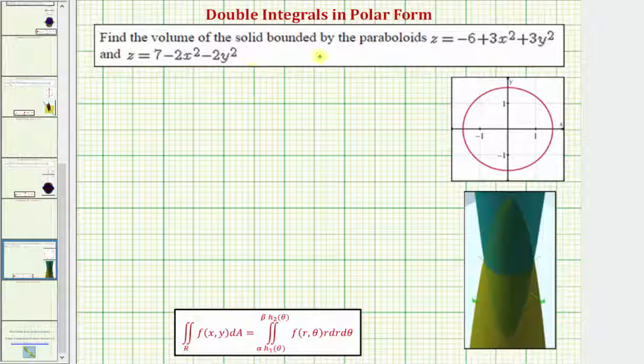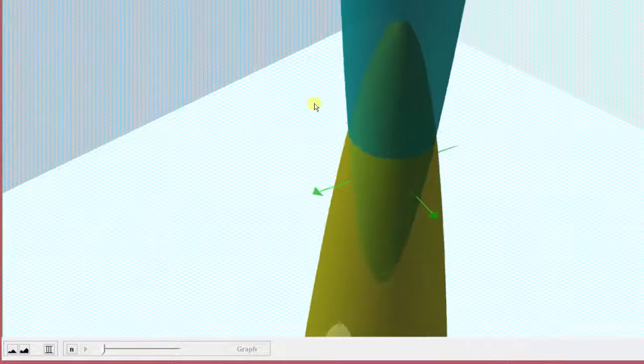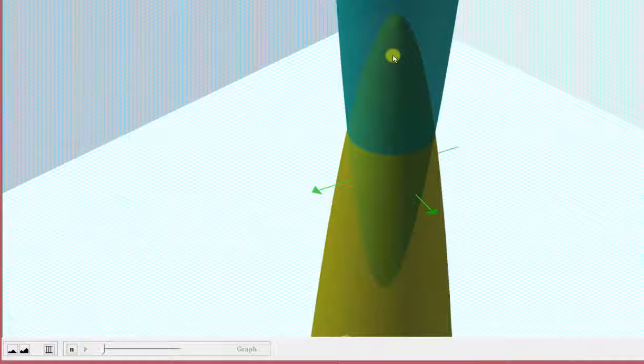We want to find the volume of the solid bounded by the two paraboloids shown here. Let's first look at this graphically. So here we see the graph of the two paraboloids. Again, our goal is to find the volume bounded by these two paraboloids, which would be the volume of this solid here. We're actually going to do this using a double integral in polar form.